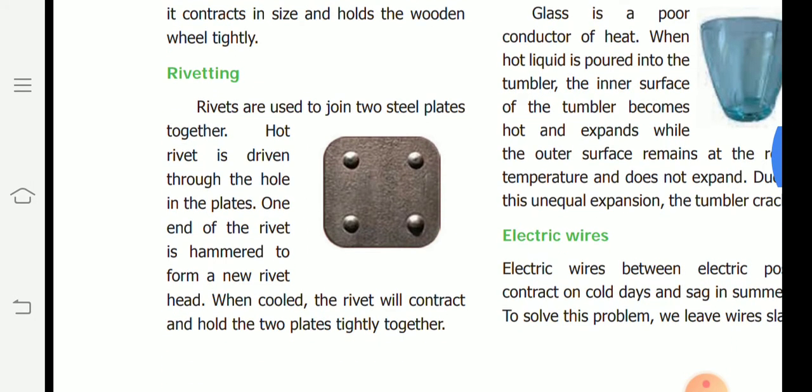Next, riveting. Riveting is when two plates are joined together. If iron plates have a hole, the rivet is heated and enters the hole softly. When it is cooled, the rivet will contract and hold the two plates tightly together.